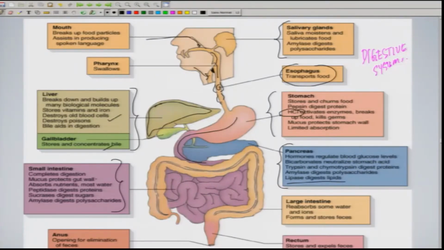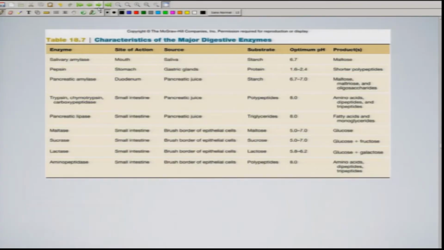Mucus protects the gut wall, and nutrients are absorbed, mostly the water. Whatever residual is left moves to the large intestine, and from the large intestine it is thrown out of the body.